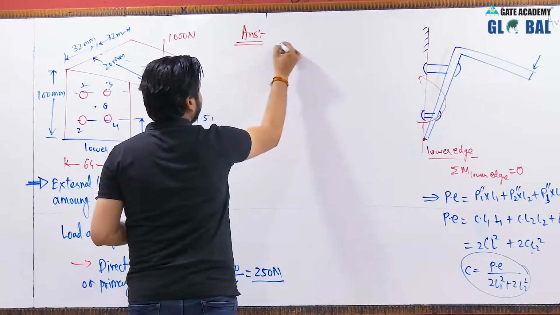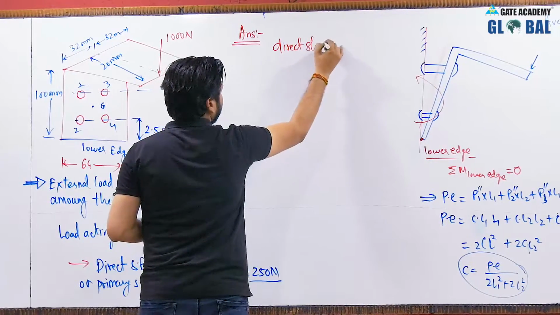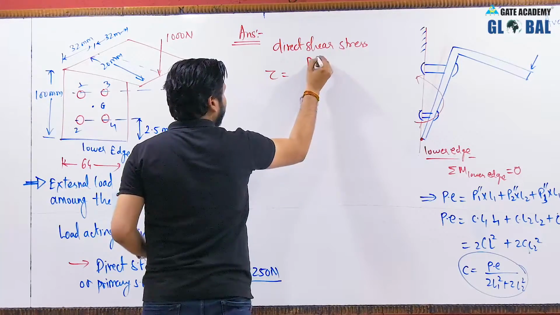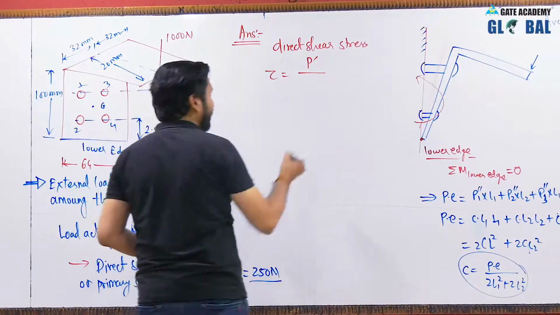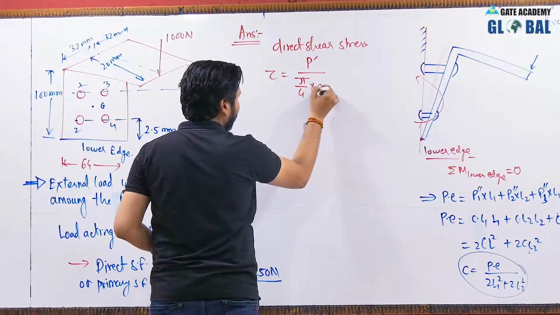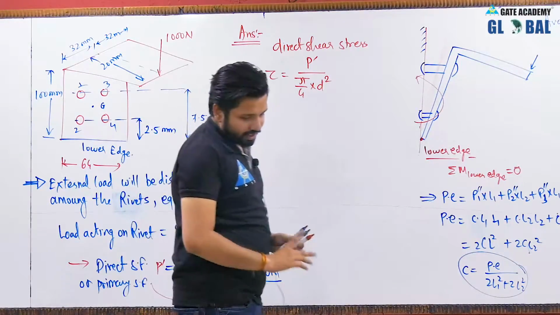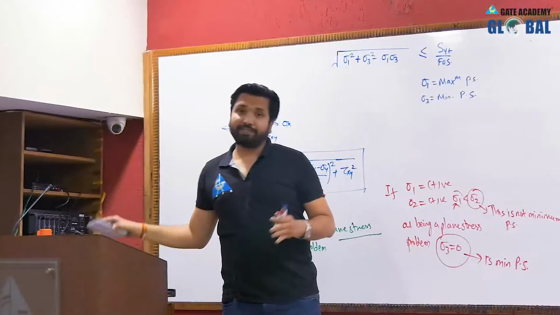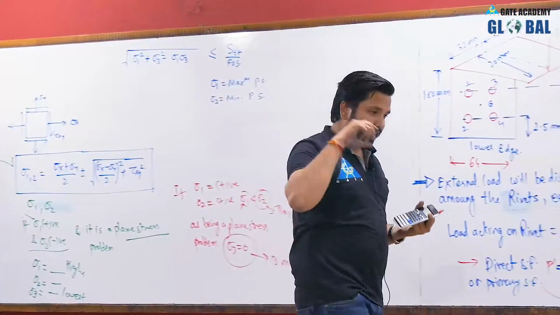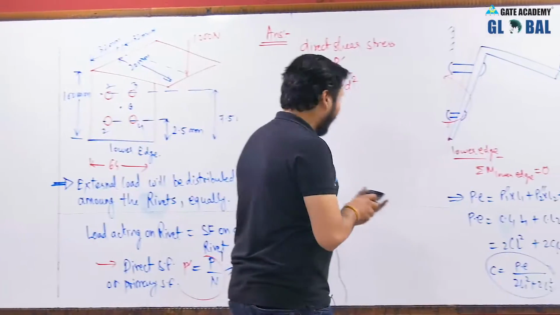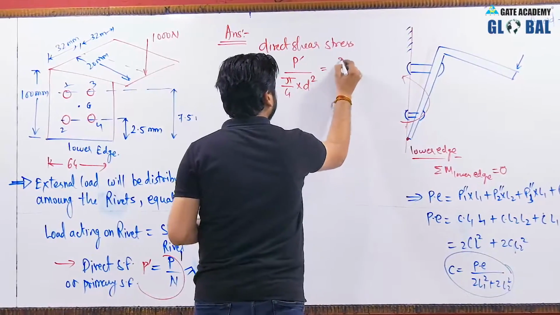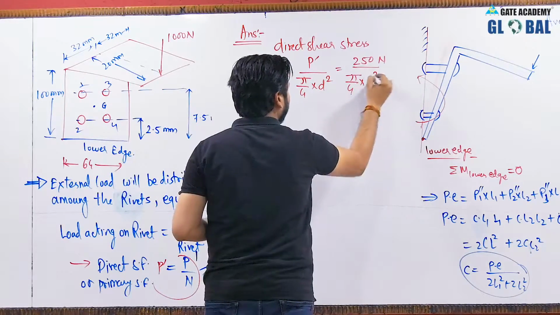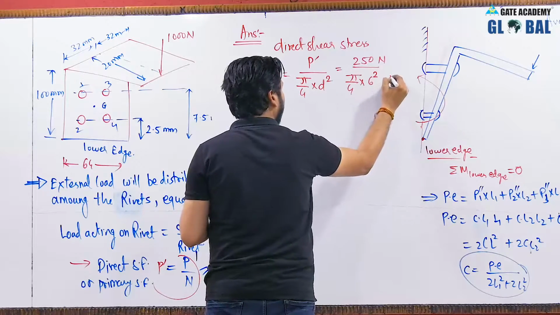Okay, so direct shear stress tau will be equal to the primary shear force, or direct shear force, on a rivet divided by the cross section area of the rivet. The diameter of the rivet is 6 mm, and in case of a joint, I have told you that the diameter of the rivet and the diameter of the hole mean the same thing. So this P dash is equal to 250 newtons divided by pi by 4 d squared, that is 6 mm squared. The answer will come out in newton per mm square.